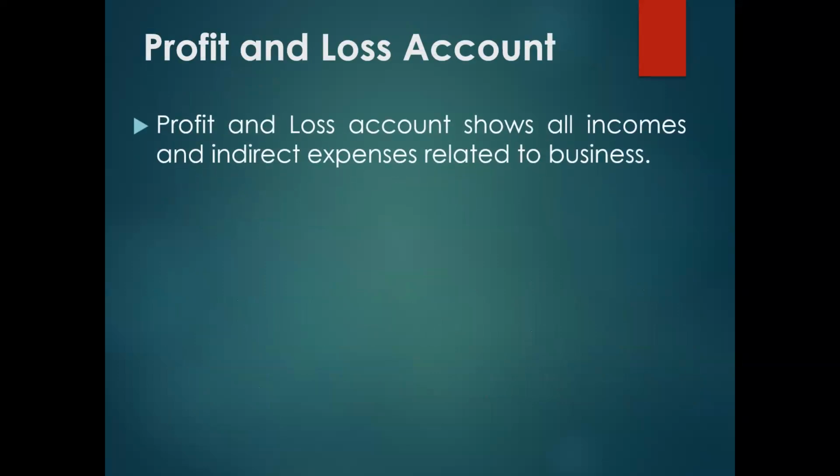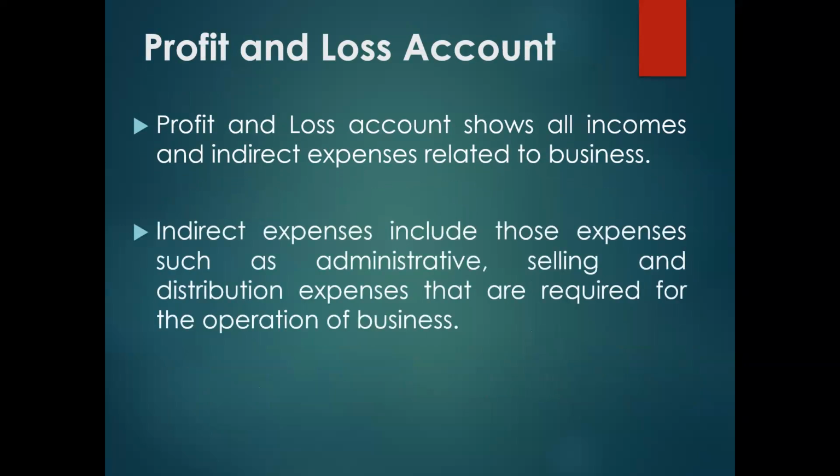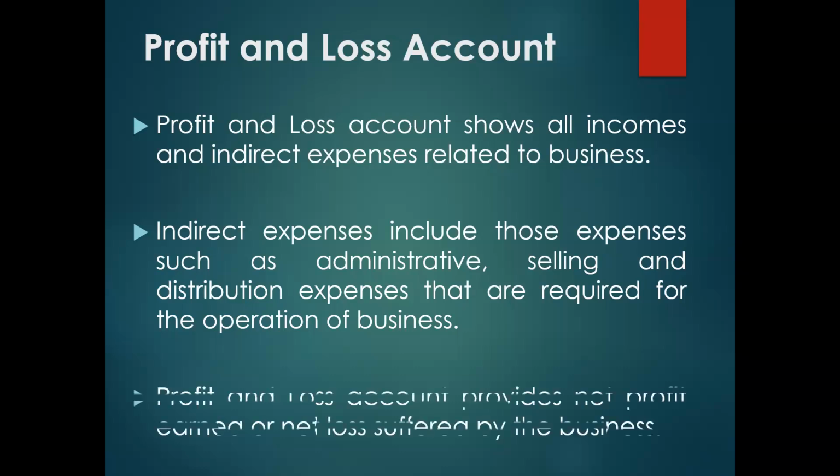This account shows all the incomes and indirect expenses related to the business. If you ask what indirect expenses are, they include the general administrative expenses and the selling and distribution expenses, which are required for the operations of the business. The general operational expenses are referred to as indirect expenses in accounting terms.